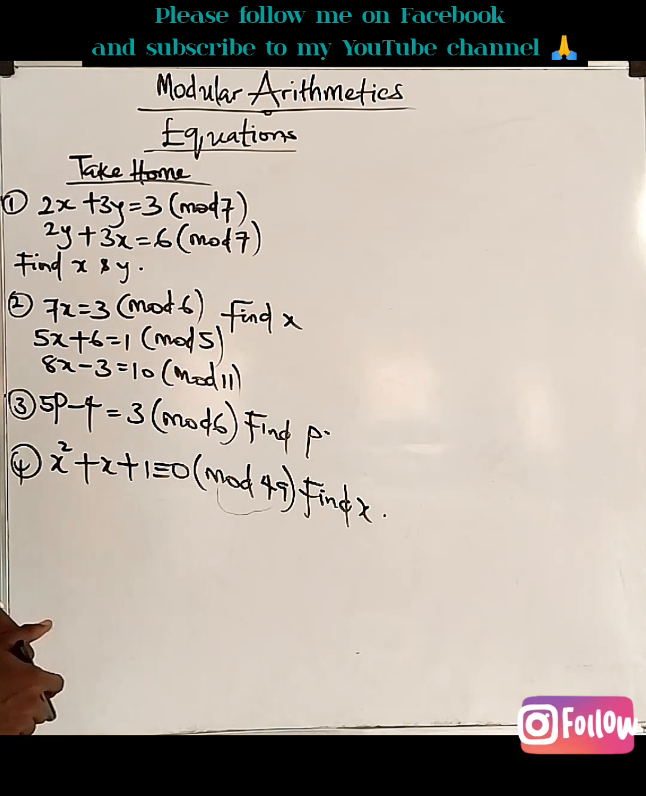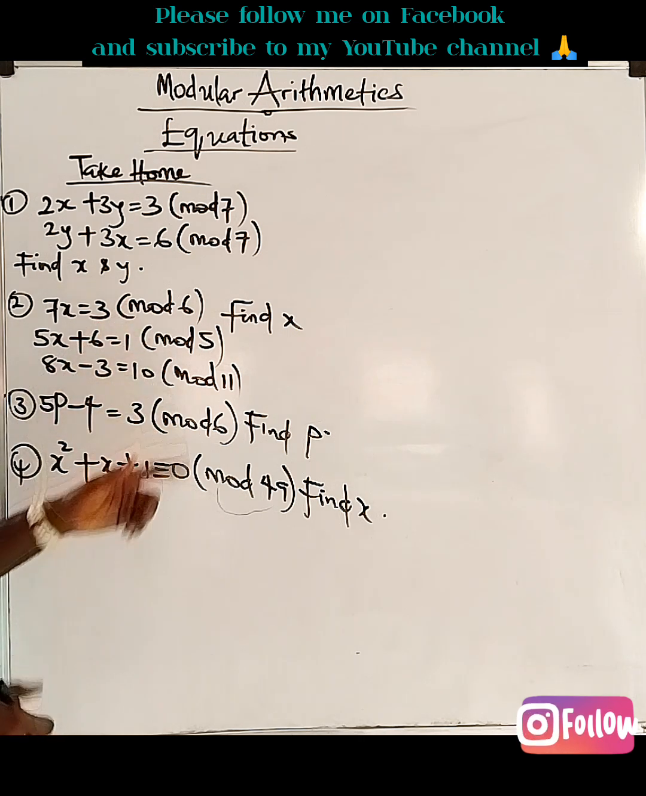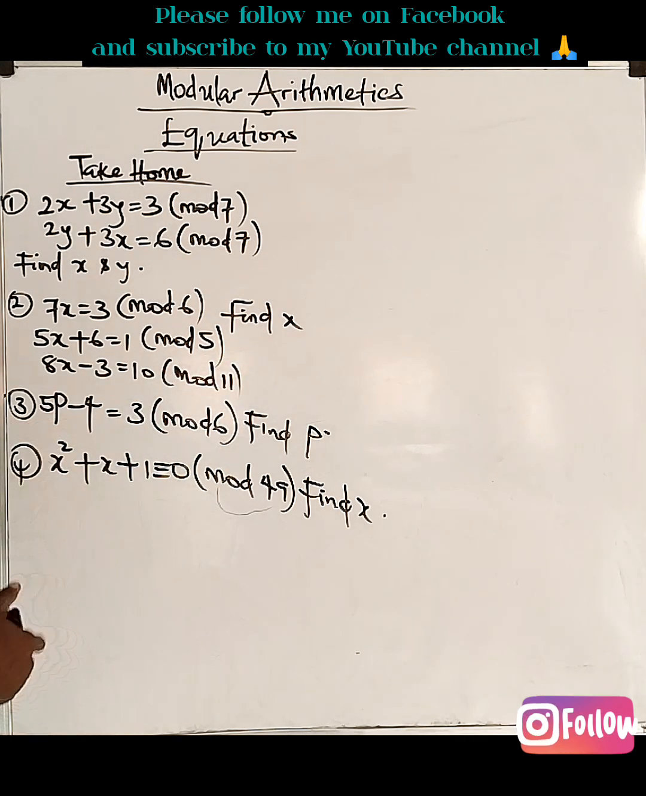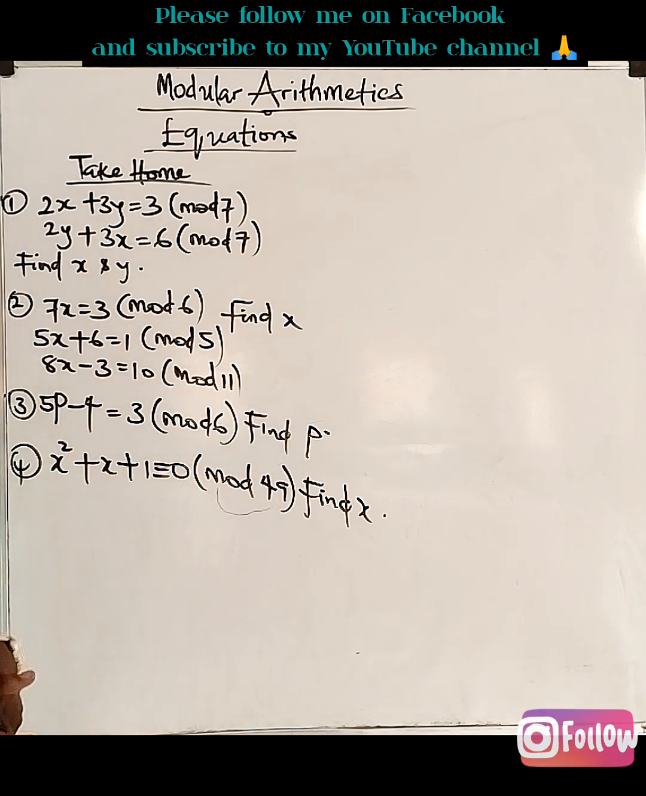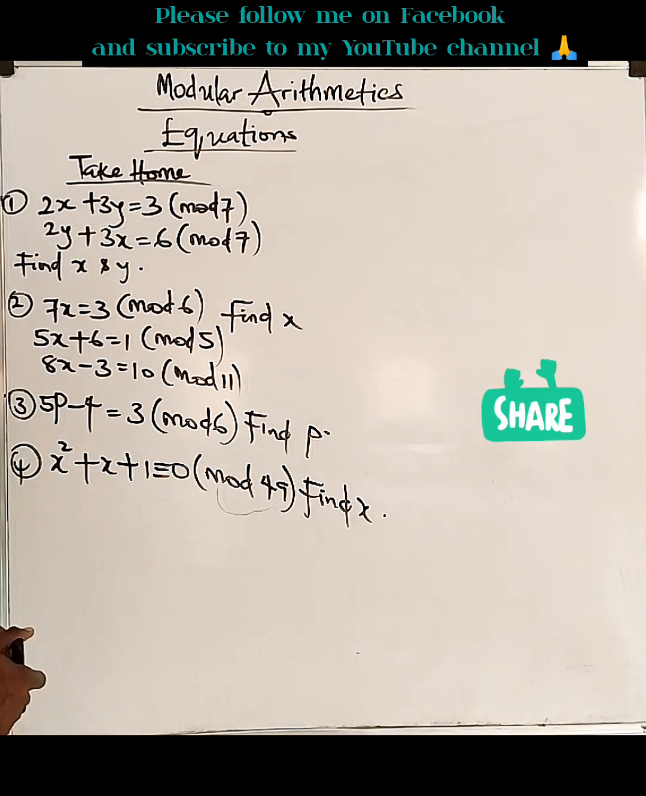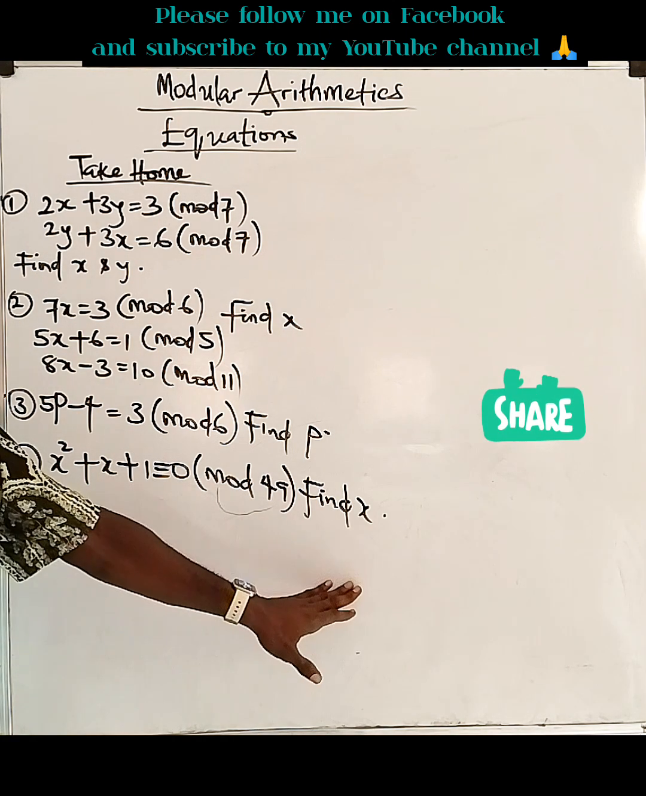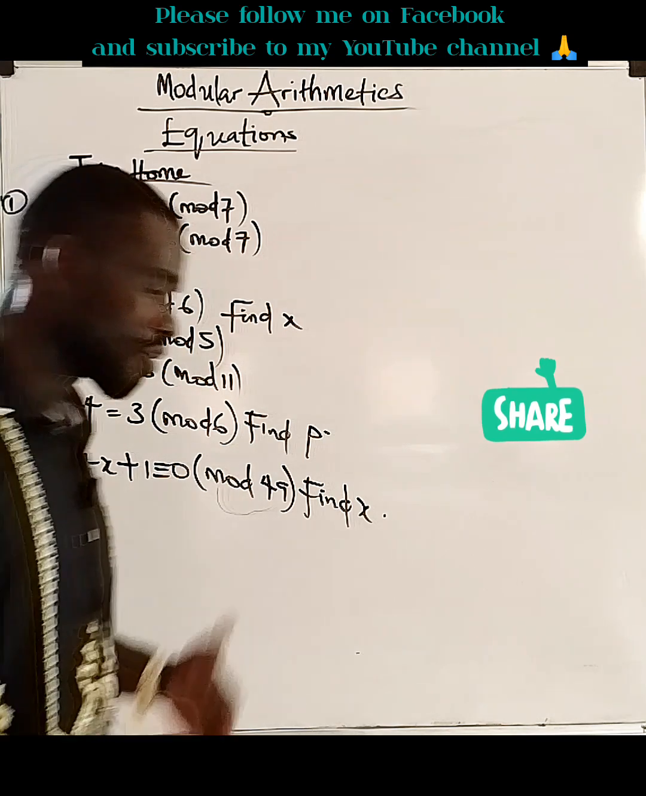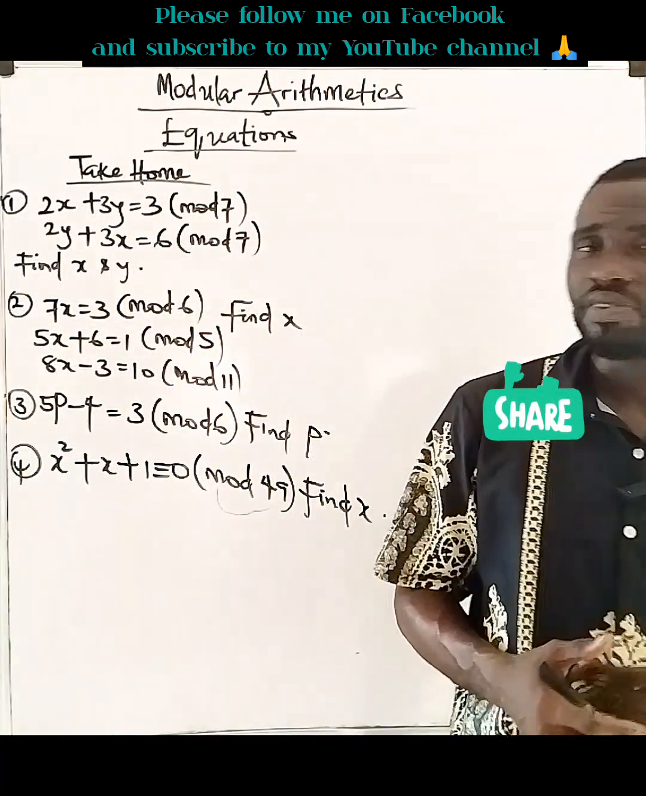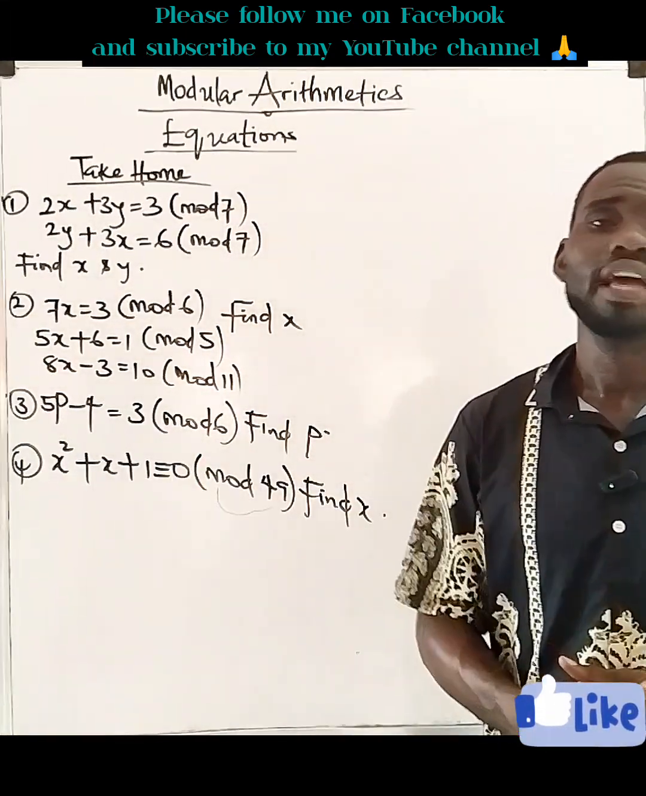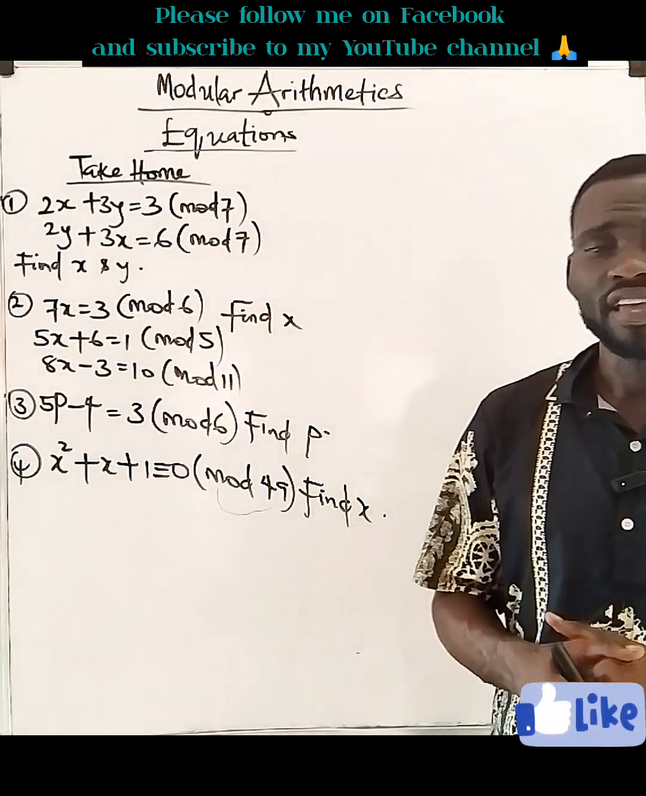5x plus 6 equals 1 modulo 5. 8x minus 3 equal to 10 modulo 11. As you can see, these are all different modulos, very simple and solvable. We are asked to get the value of x. The penultimate question, 5p minus 4 equal to 3 modulo 6. Find the value of p. And the very last one, x squared plus x plus 1 equivalent to 0 in modulo 49. We are asked to get the value of x also. I'm very sure that we have what it takes to solve this set of questions. They're very simple, after all we've learned in all the previous classes and this class.